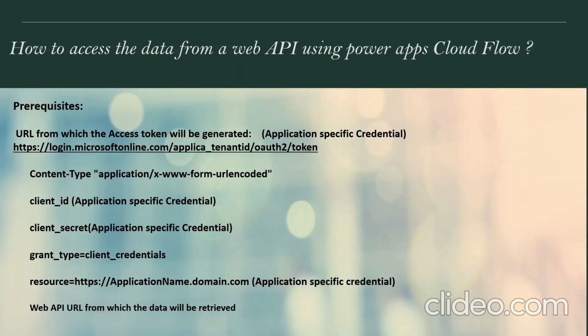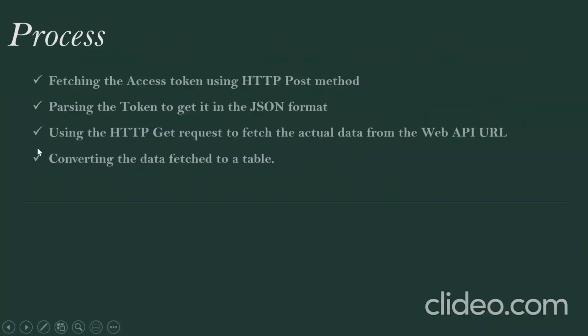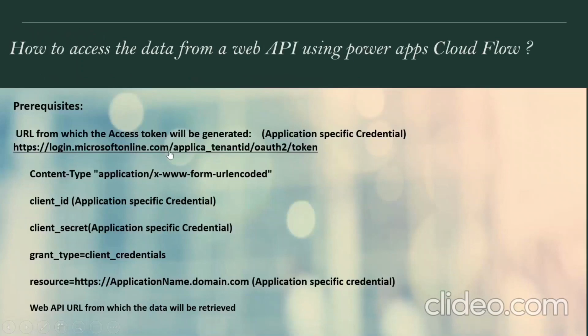Here there are a few prerequisites required. First, you will need a URL from which the access token will be generated. This URL will be an application specific credential, so it will be different for different applications. It's going to be from microsoftonline.com, and usually the application tenant ID will be mentioned in it. So this is the URL through which the access token is generated.